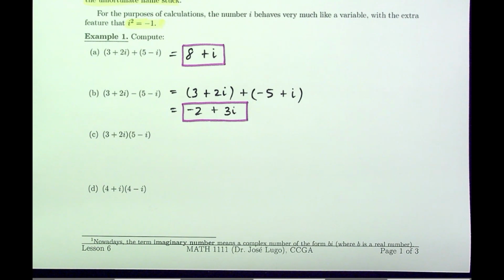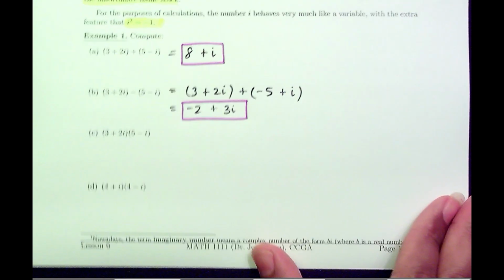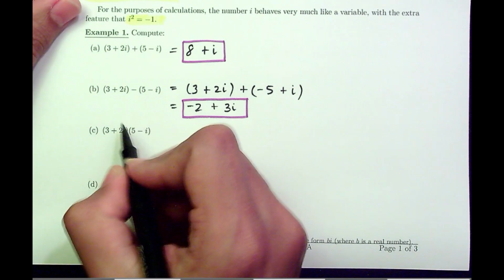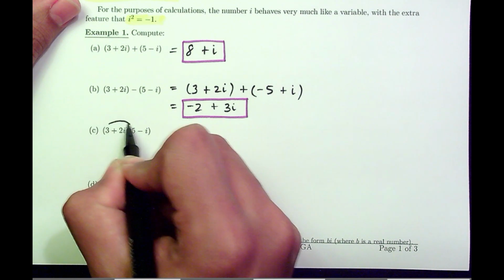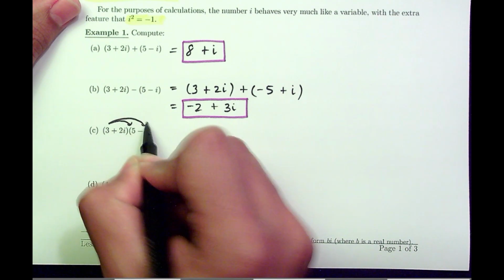Multiplying. So let's multiply these ones. Again, we just treat the i like if it was x. So we're going to do the FOILing and collect like terms. So 3 times 5 and 3 times -i, and then we do this.